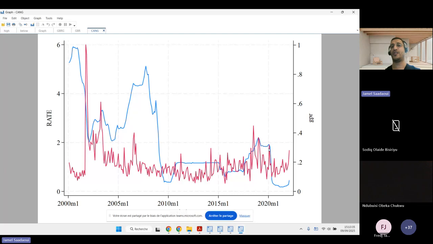And here, of course, it is due to COVID. And you see that the interest rate was lowered a lot in Canada because they had normalized the short-term interest rate before entering into COVID.